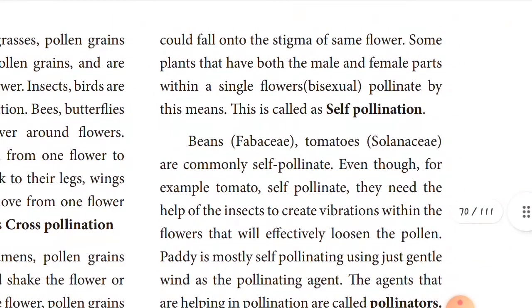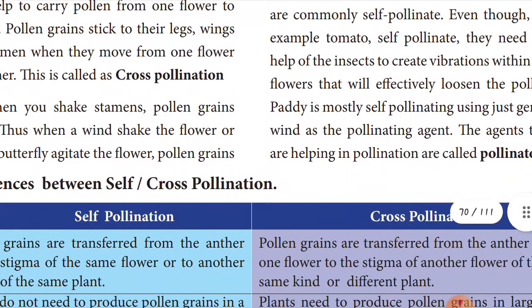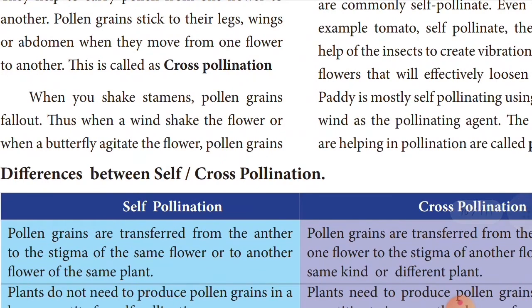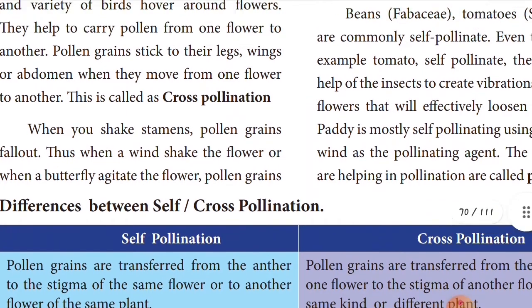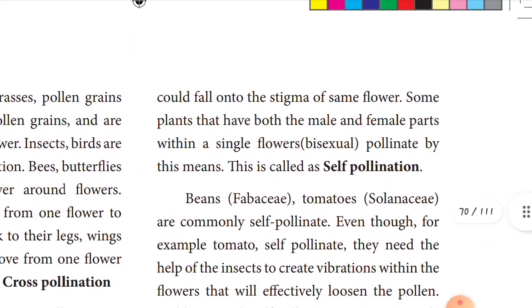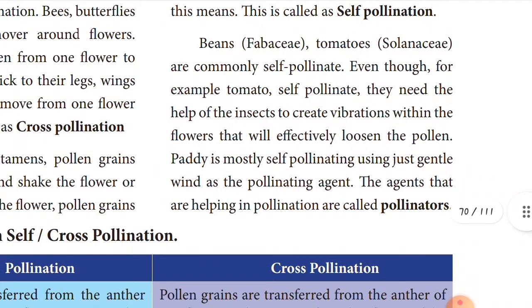And here, the self pollination. What is self pollination, children? Here you take one flower, or pollen grains from the same type of flowers. They have both the male and female parts in a single flower. Okay, that is called a bisexual flower. They are pollinated by this means, which is called self pollination. And you see beans, tomatoes are commonly self pollinating.